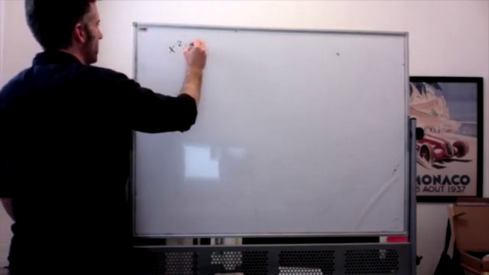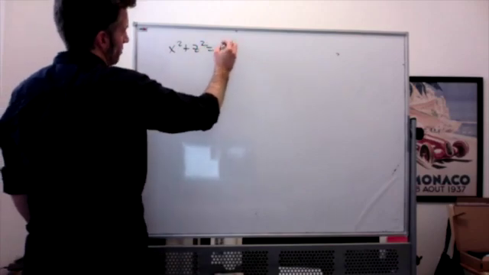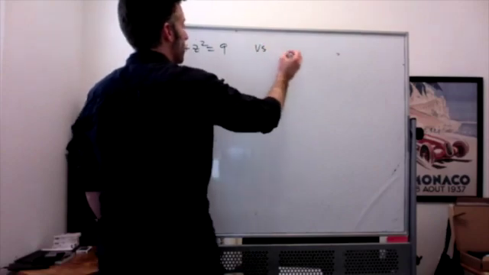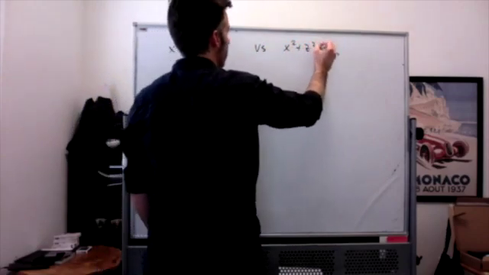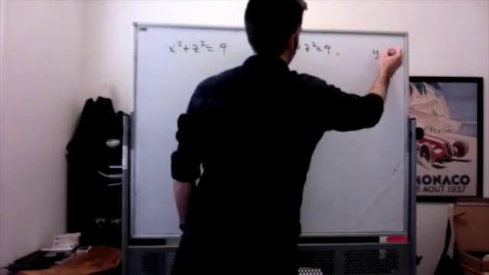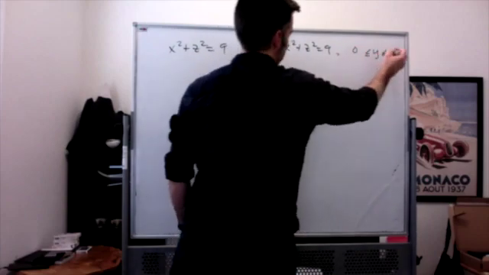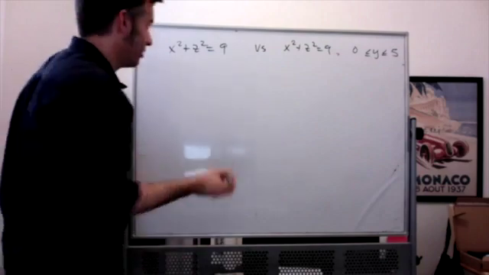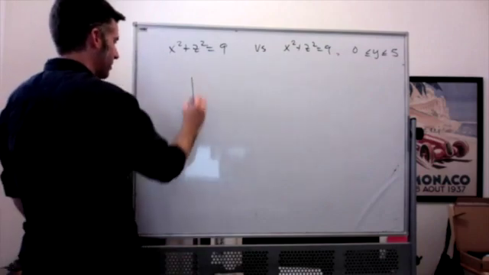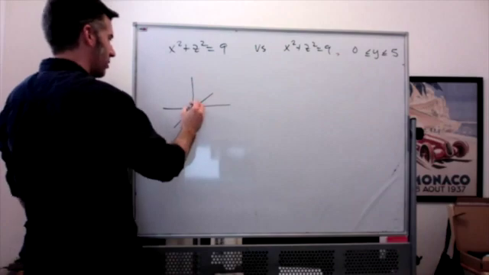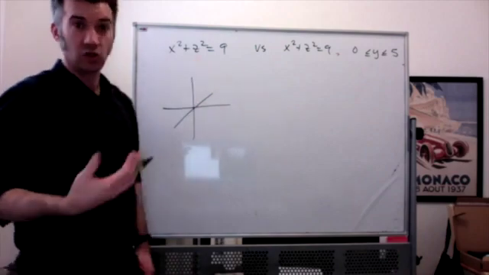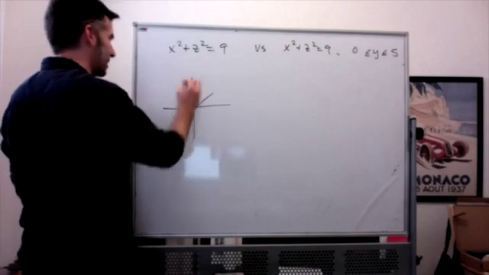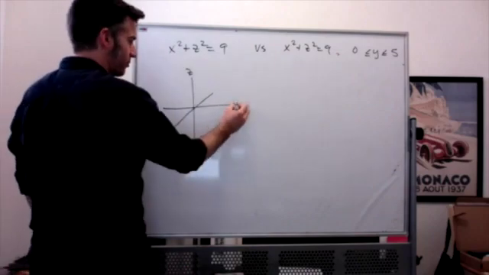X squared plus z squared equal to 9, versus x squared plus z squared equal to 9 and y is between a couple things like 0 and 5. This one, y isn't given. So that means it's infinite, because when we draw this thing, x squared plus z squared equals 9 is a circle centered at the origin of radius 3 in the x, z plane.